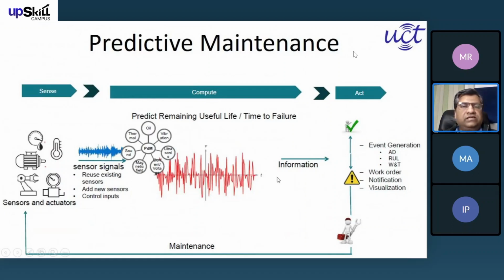And there we run machine learning algorithms to find out the remaining useful lifetime or time to failure of a particular machine. There are different kinds of algorithms that we can run, and we can predict how long a particular machine can run without any maintenance. And if we see that some particular machine can fail, then an event would be generated immediately, and the notification, visualization, whatever, would be given to the assigned person, and the required maintenance would be done. So this is how predictive maintenance works.